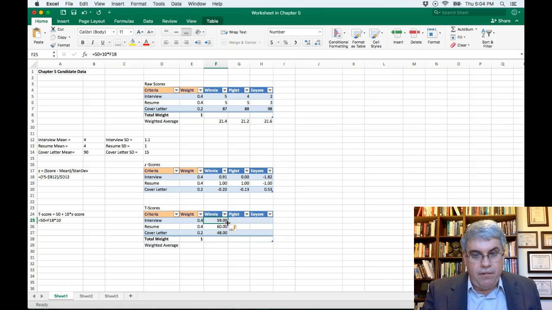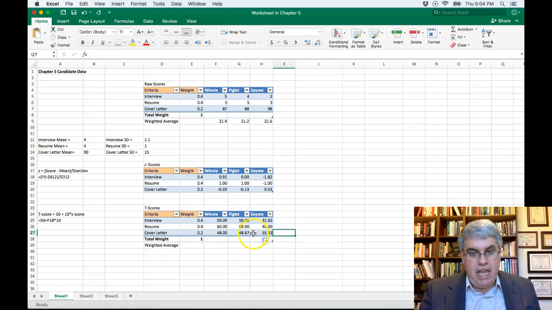Now let's pull that over here and get t-scores for Piglet and Eeyore, and then I can drag this down and get them for everybody. And so I've got t-scores for everybody, and you can see, on the interview it was 59, 50, and 31. In the resume it was 60, 60, and 40, and the cover letter is 48, 48, and 55. And so we can compare those scores really easily. Now the total weight here is one, adding those all up, that's the subtotal of all of these.